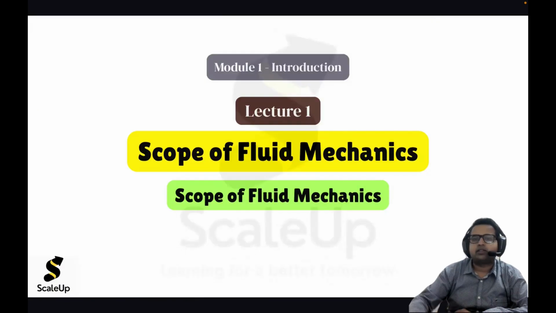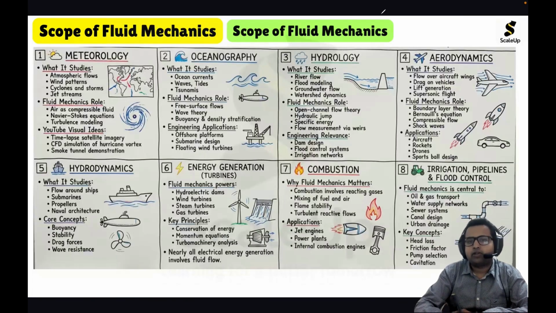Scope of fluid mechanics. Fluid mechanics has a lot of scope in different fields, like in meteorology, where it studies atmospheric flows, wind patterns, cyclones and storms, and jet streams. Basically, the study of atmospheric flow, wind patterns, cyclones, storms, and jet streams involves the concepts of fluid mechanics. So what is the role of fluid mechanics?